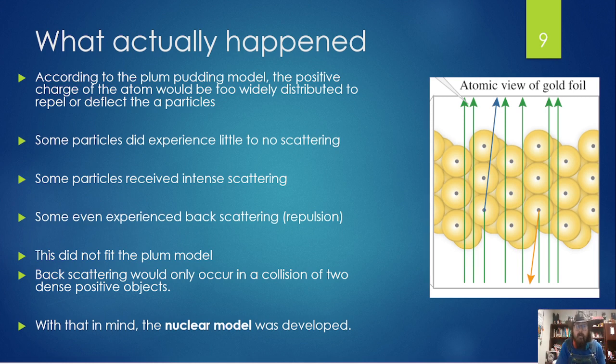If this is such a mucky pudding, if you shot a bullet at a pudding, it would just punch right through. The only way to bounce something back would be a very dense positive object. So essentially a proton hitting another proton would reflect it. But if it was widely distributed, it should punch right through. So with that in mind, Rutherford developed the nuclear model of the atom.